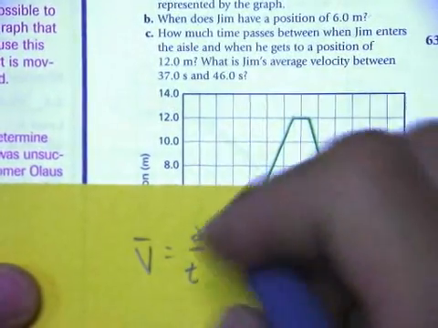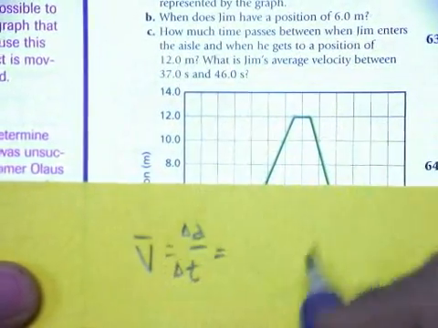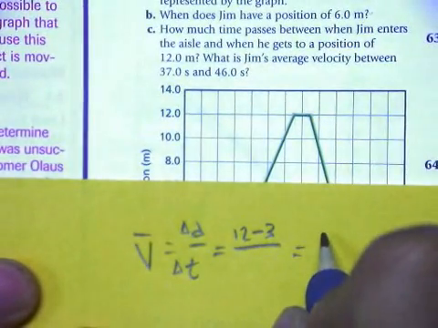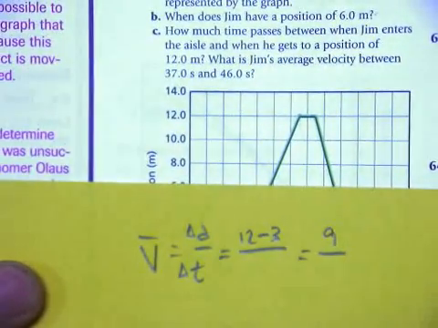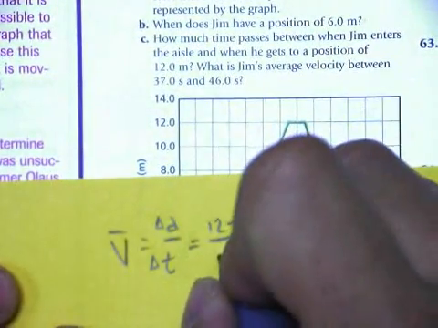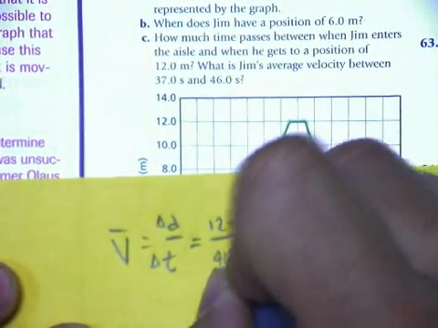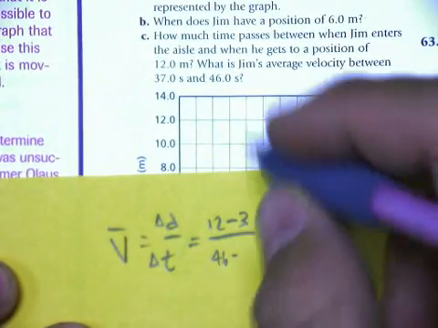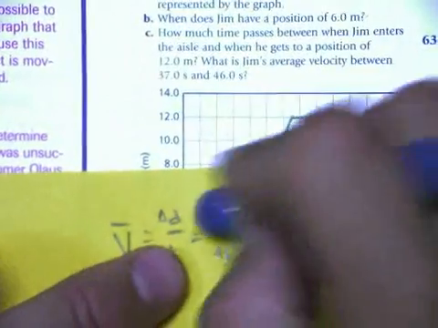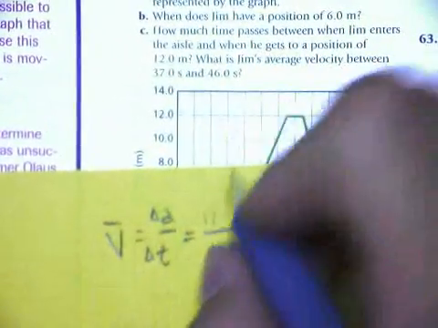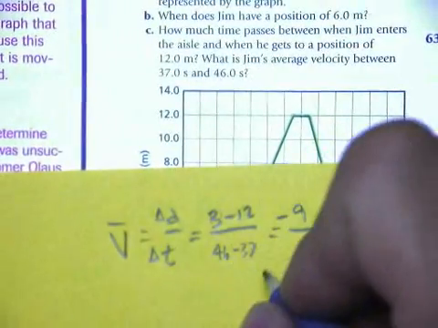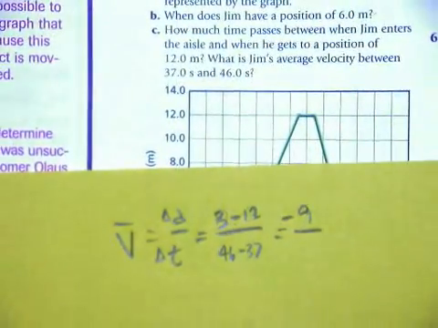So the distance, he goes from 12 down to 3. So that's 9. And the time that it took, well, you can just subtract those. That's final time, 46, minus the initial time, 37. Actually, I should do this backwards because you take the final distance, which is just 3, and then that's 12, so it just becomes a -9. So 46 minus 37, that's 9.